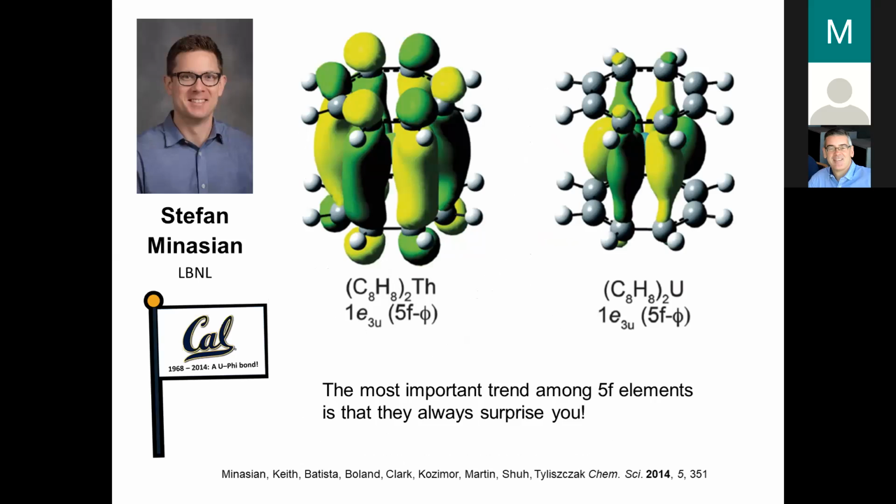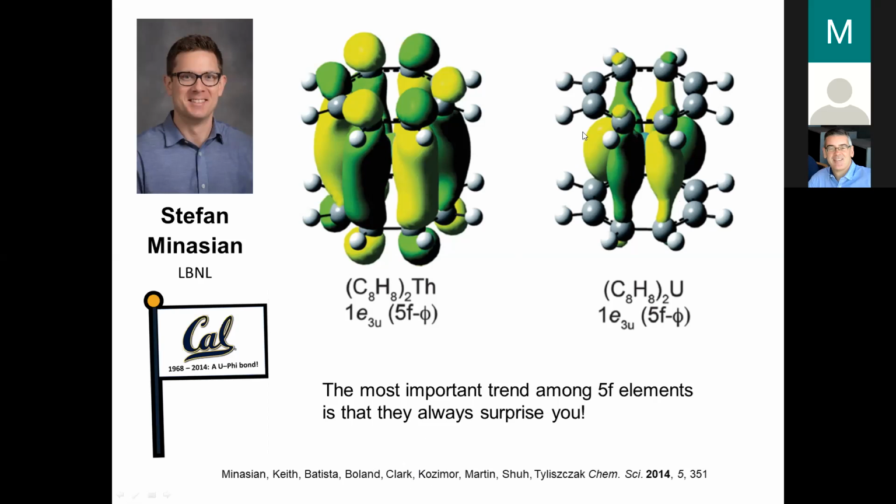And it was not until 2014 that the usual suspects at the Lawrence Berkeley National Laboratory, in this case, including Stefan Minasian, who I guess did the work, together with people from Los Alamos, and again, here we see Dave Clark and Stosh Kozimor, have worked on elucidating how the electronic structures of Uranocene and also Thorocene, where the uranium ion is changed for thorium, would behave.